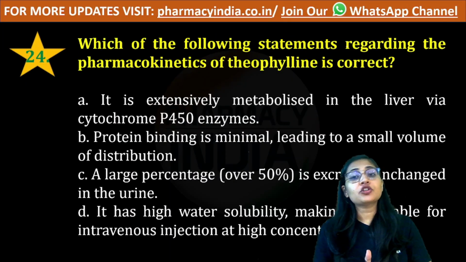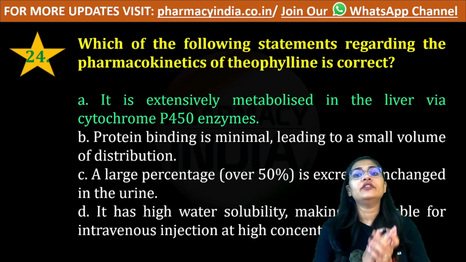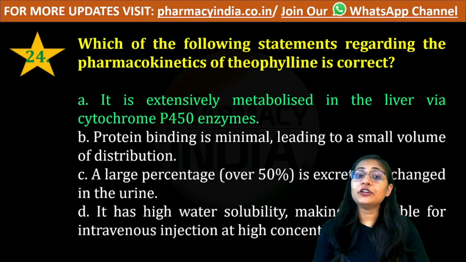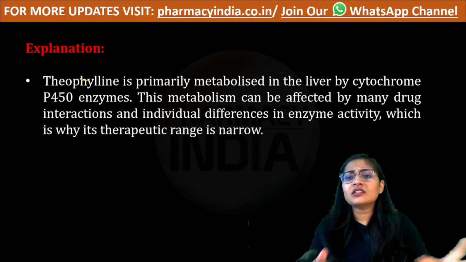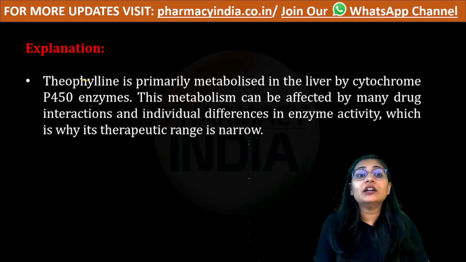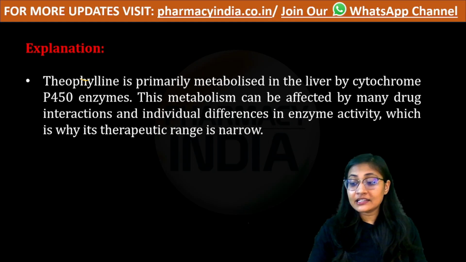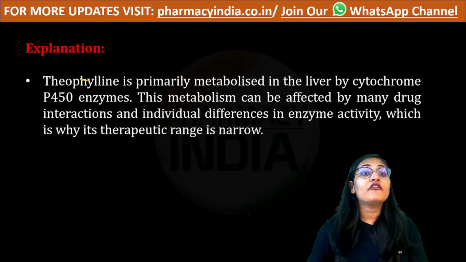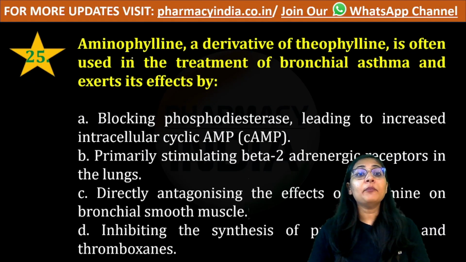Question number 24. Which of the following statements regarding the pharmacokinetics of theophylline is correct? The correct answer is option A. It is extensively metabolized in the liver via cytochrome P450 enzyme. Most drugs are metabolized in the liver, this we know. Theophylline similarly is a drug that is metabolized in the liver by the enzyme cytochrome P450.